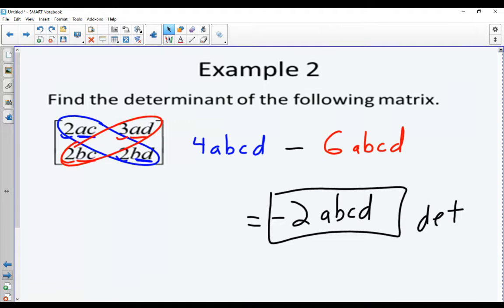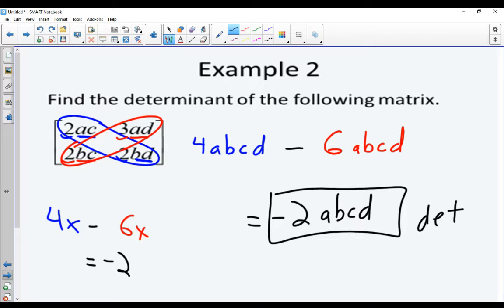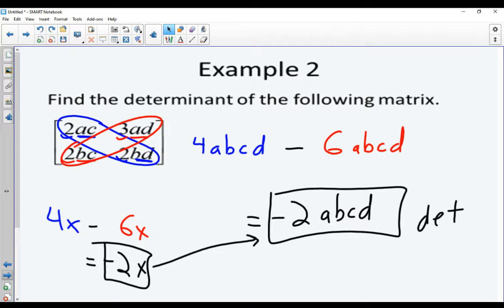If you're curious as to why the A, B, C, D stayed and did not subtract, it's because it's acting like a variable. For example, if you had 4x and then you had 6x, and if you were told to subtract, you wouldn't just say -2, you would say -2x. So that was very similar to what happened here. And that's how you approach that problem. Not too difficult. Once you understand it, piece of cake.